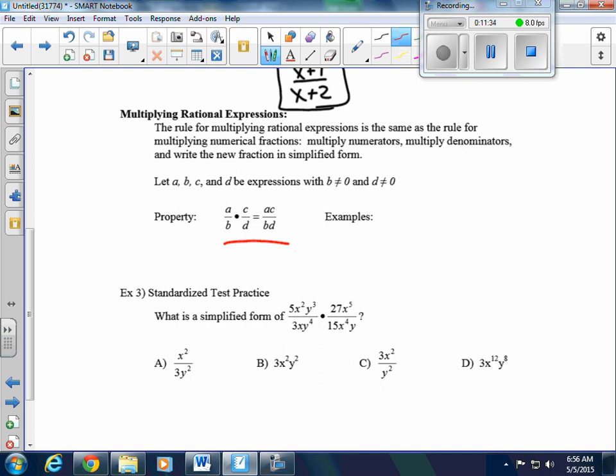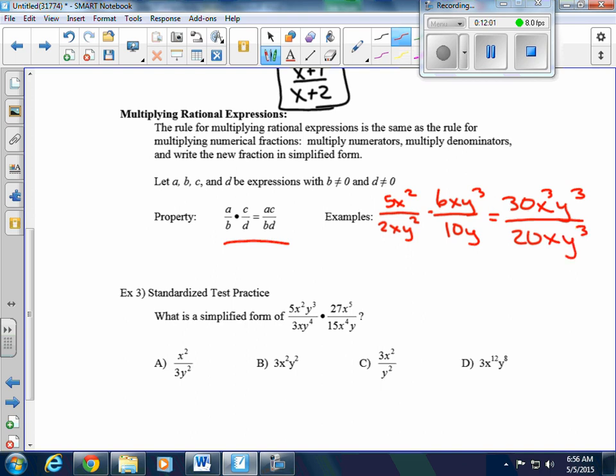So if we take a problem that looks like this, 5x squared over 2xy squared times 6xy cubed over 10y, we're simply going to multiply them straight across. So let's take the numerators. 5 times 6 is 30. I'm going to get x cubed y cubed, over 2 times 10 is 20, x and y cubed.